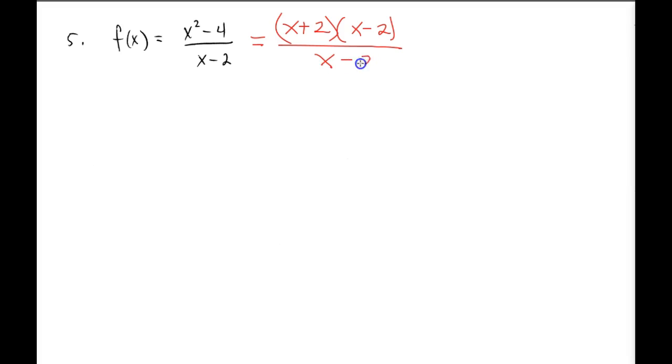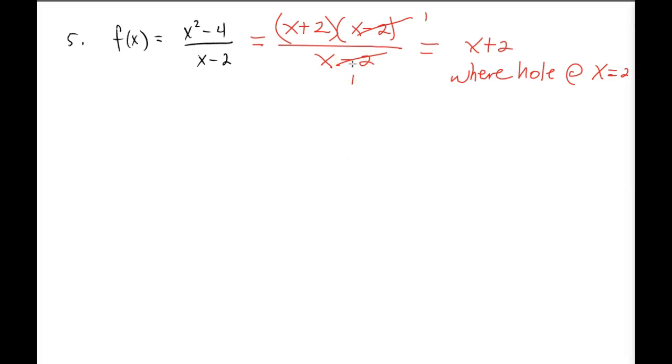And of course, we see right away that we have a common factor of x minus 2 in the numerator and denominator. So what that tells us is that we can reduce those to 1 and just have x plus 2, where we have a hole at x equals 2. And we know that because that's where we have a common factor in numerator and denominator.